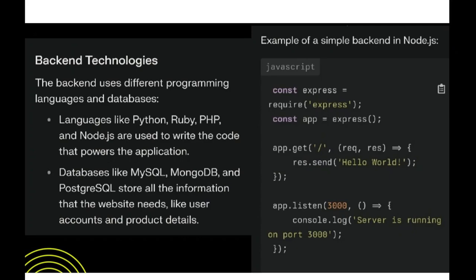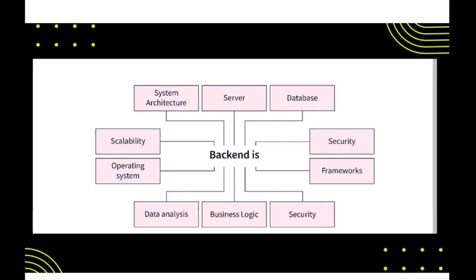It uses languages like Python, Ruby, PHP, Node.js to write the code that powers the application. It also uses databases like MySQL, MongoDB, and PostgreSQL to store all the information that the website needs, like user accounts and product details. And this is an example to show a JavaScript code. And now, like you can see in here, this is the back end.